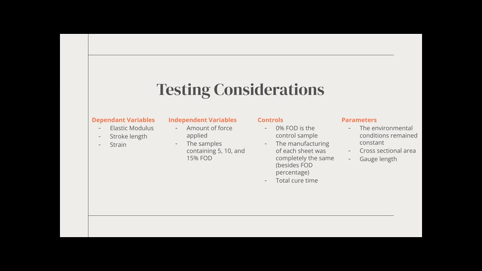A parameter is a value that is crucial to the outcome of the experiment, though it is not deliberately manipulated. This experiment has environmental conditions as a parameter since they need to remain the same for the experiment to have consistent results. Cross-sectional area and gauge length of the dog bones must also remain consistent for the experiment, and these are not deliberately manipulated since they are standard sizes.